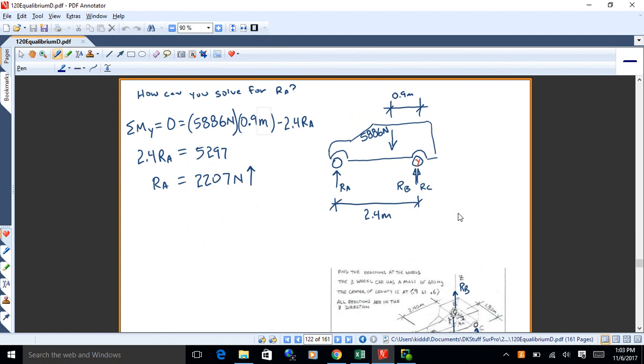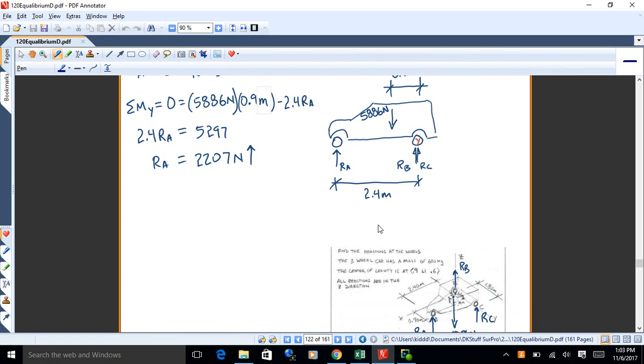And when we did that, we noticed that B and C were both on the y-axis. A was not. So if we looked at it from the side there, we could make it into a 2D problem and solve for the reaction at A. So that was one way to do that.